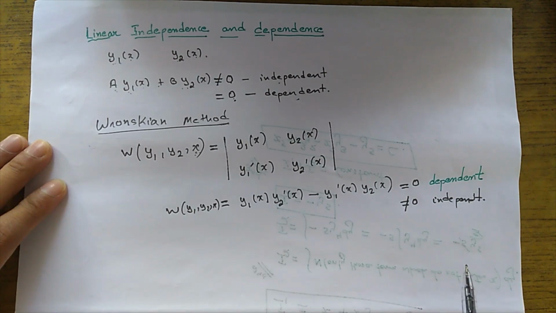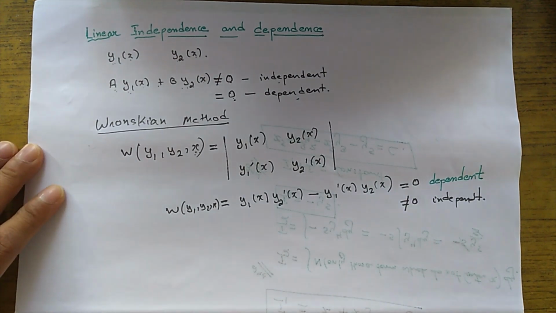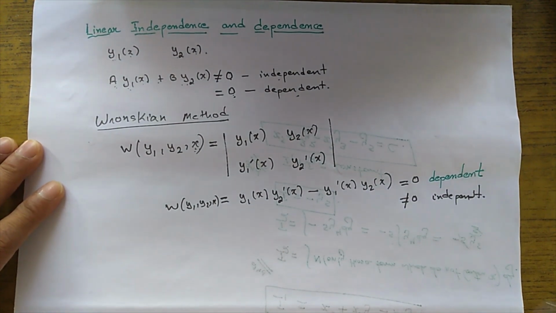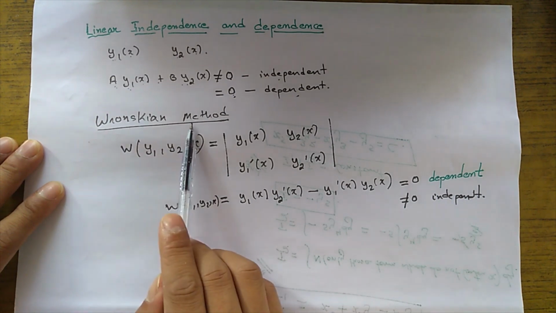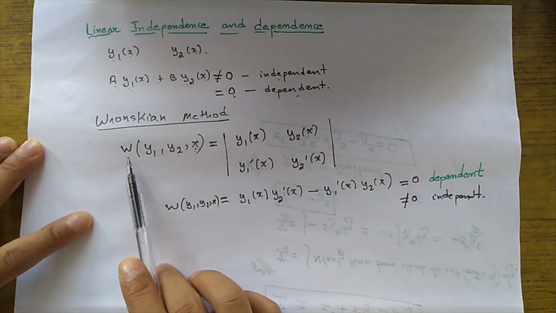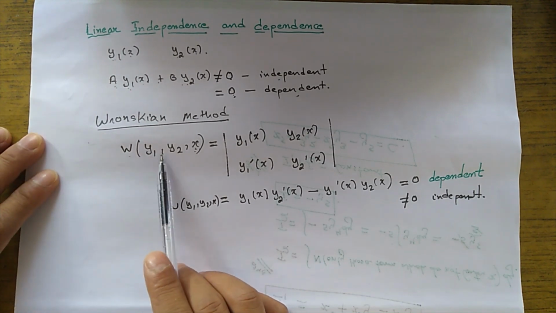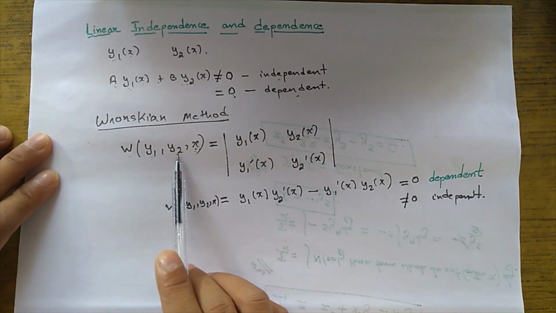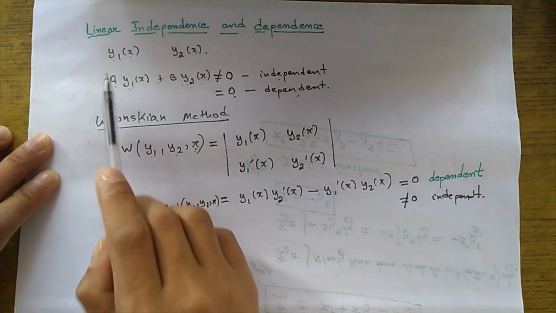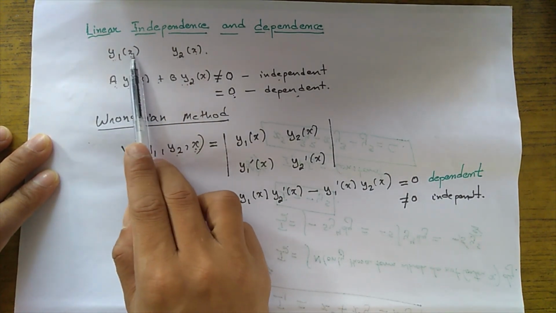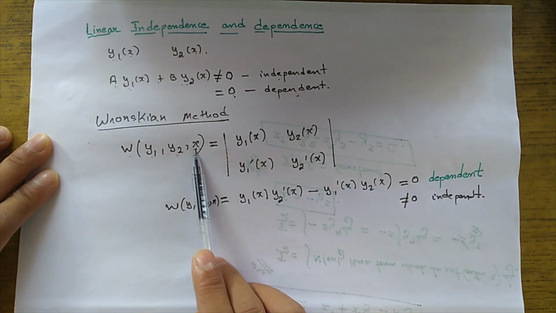There is another way of checking the independence and dependence of the solutions, which is given by the Wronskian method. The Wronskian, W, takes two solutions, y1 and y2, and in this case y1 and y2 are functions of x. That's why we write x here.